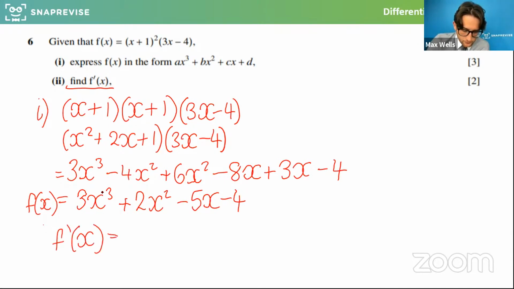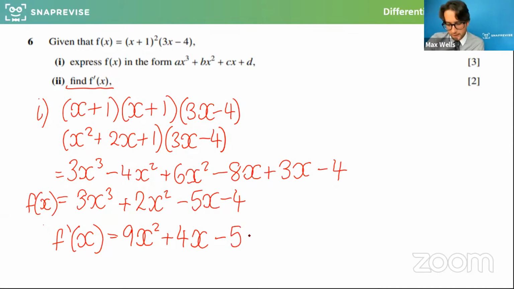we're going to get 3 times 3. So we're going to get 9x, drop the power by 1. 2 times 2, 4x, drop the power by 1. Minus 5, x to the 1, sorry, so times it by 1, minus 5, and the x will go, and the constant will disappear.